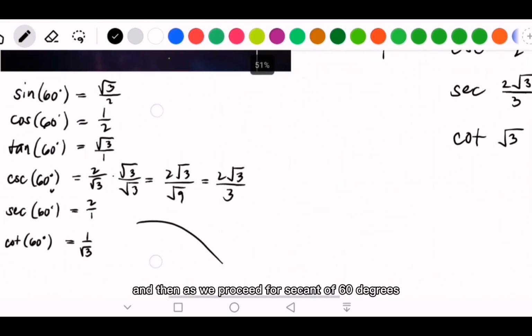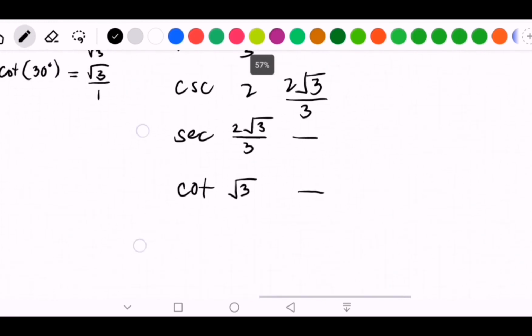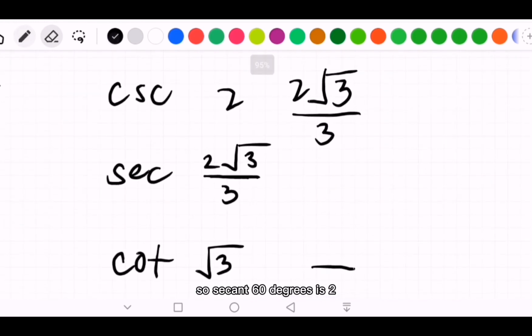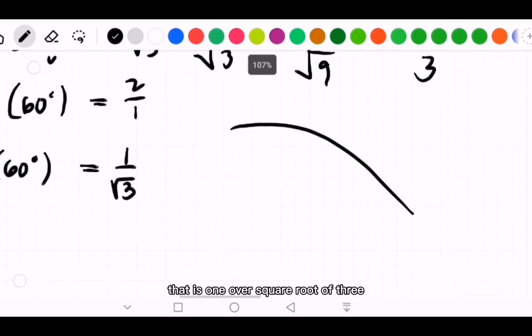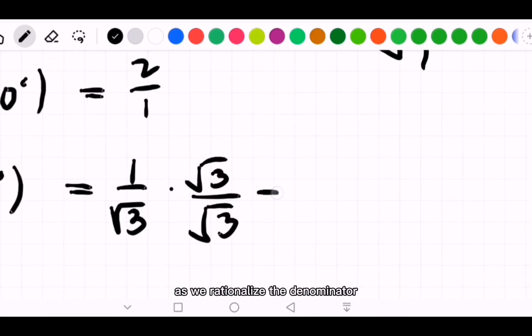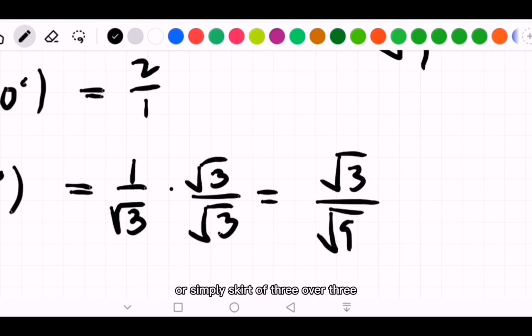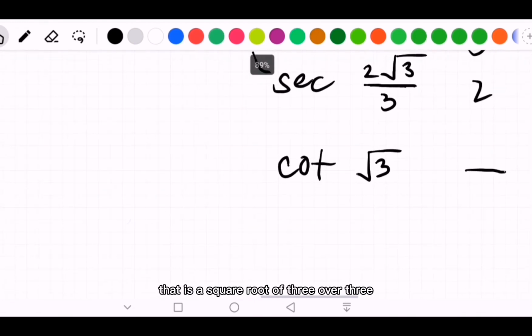And then as we proceed to the secant of 60 degrees, which is the inverse of cosine 60, the inverse of 1 half, or the reciprocal, is simply 2. So secant of 60 degrees is 2. Then for the cotangent of 60 degrees, that is 1 over square root of 3. And 1 over square root of 3 can be simplified as we rationalize the denominator, that will be square root of 3 all over square root of 9, or simply square root of 3 over 3. So as we write it down on our summary table, that is square root of 3 over 3.